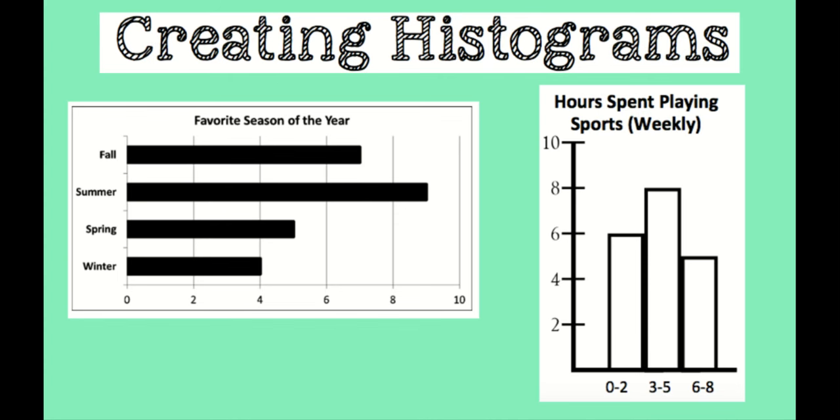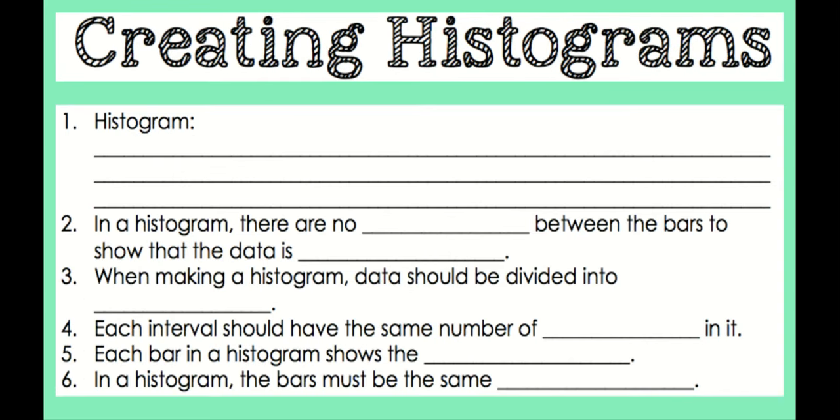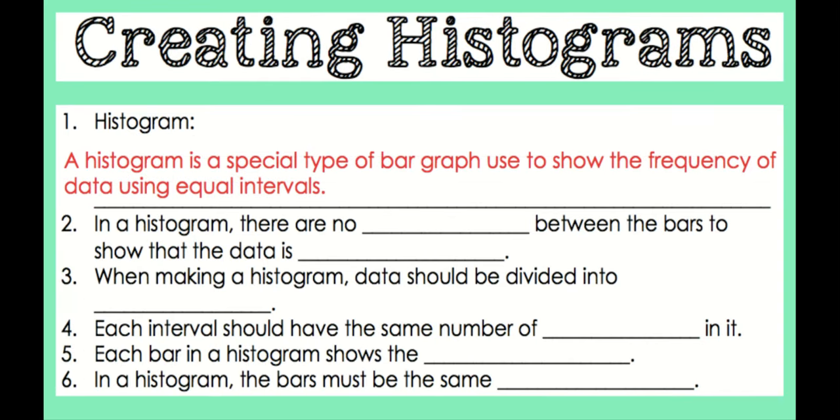Okay, so today we are going to be going over histograms. They are very similar to bar graphs, which you should be familiar with, but we will go over the differences as we go through the notes. So a histogram is a special type of bar graph used to show the frequency of data using equivalent intervals.